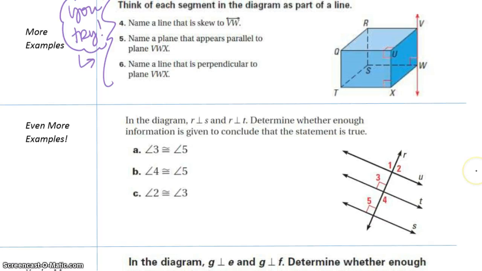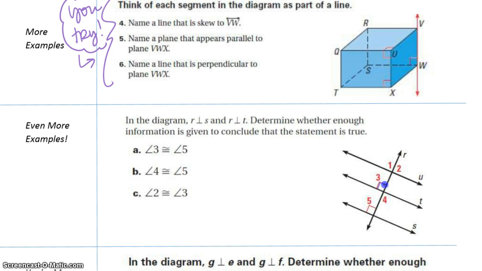In the diagram here, what does this mean? What does that mean? Perpendicular. So R is perpendicular to S, and they have that marked right here. And they tell you R is perpendicular to T, and they have that marked right here. Determine whether enough information is given to conclude that the statement is true. Angle 3 is congruent to angle 5.